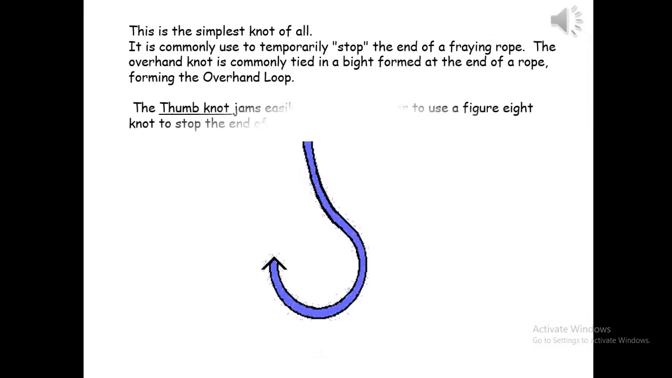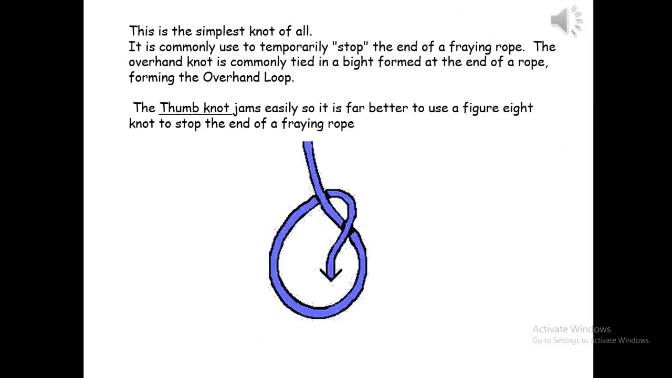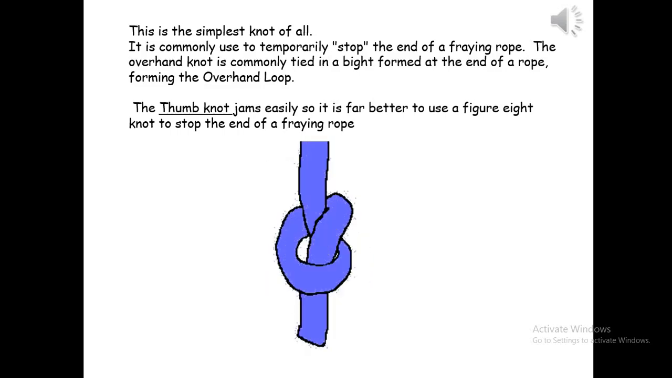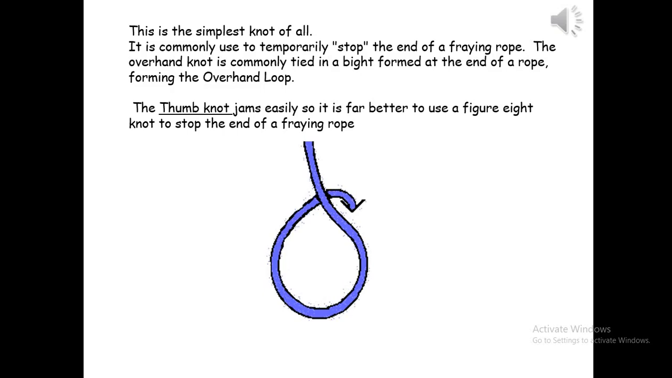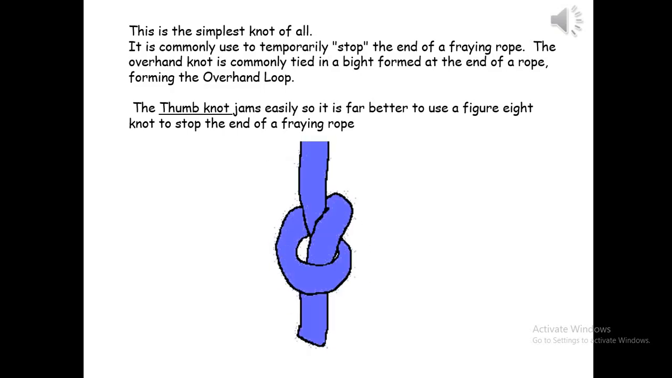This is the simplest knot of all. It is commonly used to temporarily stop the end of a fraying rope. The overhand knot is commonly tied in a bight formed at the end of a rope, forming the overhand loop. The thumb knot jams easily, so it is far better to use a figure-8 knot to stop the end of a fraying rope.